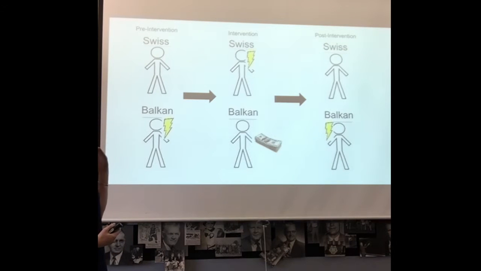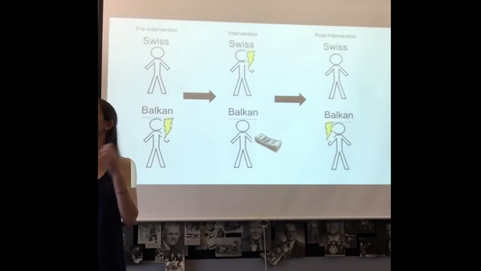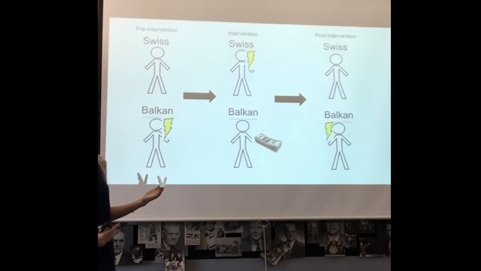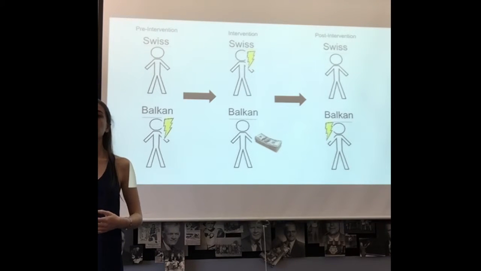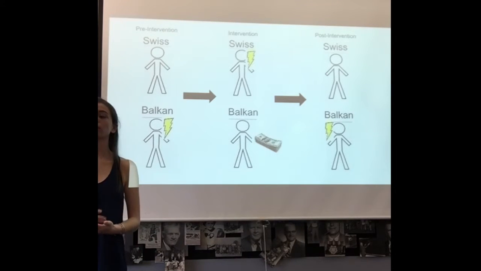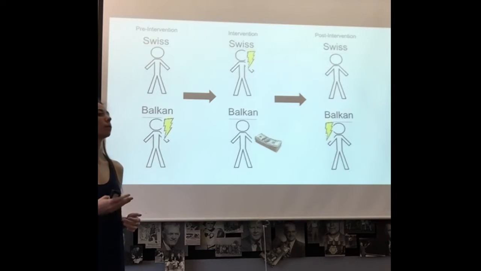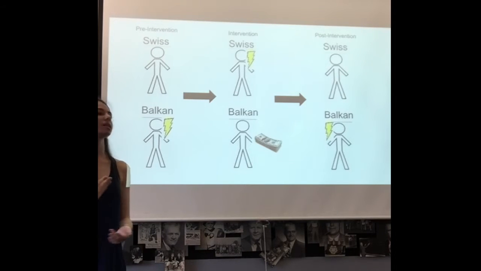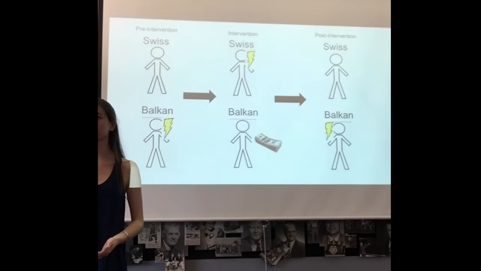So the first stage is the pre-intervention stage. In this stage, a Swiss person was hooked up to an fMRI, and their brain was being scanned as they watched a Balkan person get shocked. They then went through the intervention stage. In this intervention stage, the Swiss person was told that they would be administered 20 shocks, but the Balkan person could pay to stop those shocks from happening. And in the experiment, 75% of the time, the Balkan person did pay to stop the shocks.